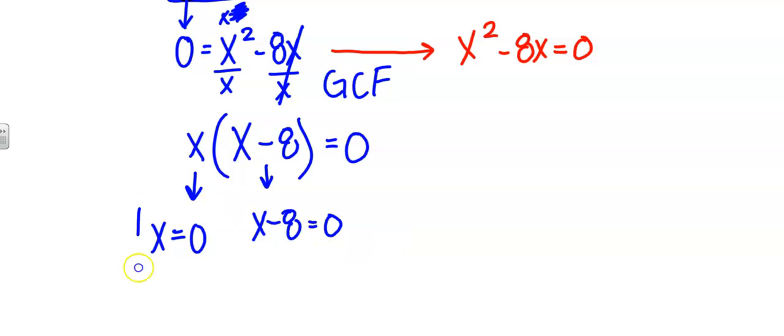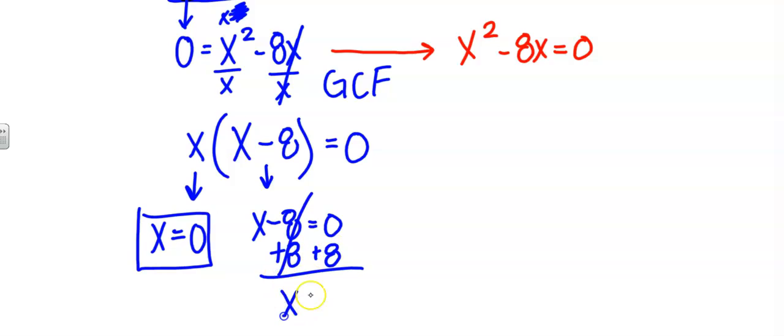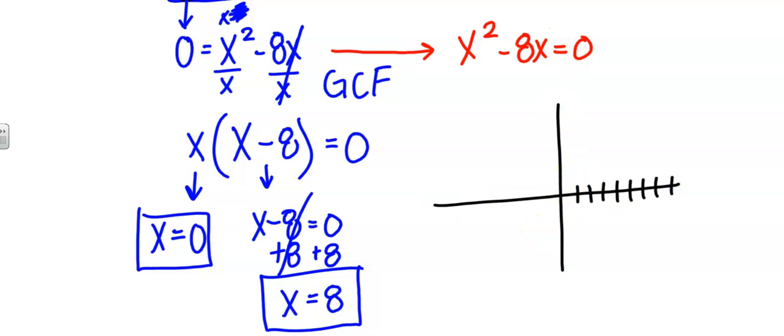Our first factor is already solved for. x equals 0 is one of our solutions. For minus 8, we'd add 8 to both sides, and our other answer would be x equals 8. Now, what does this represent? Graphically, if we wanted to graph it, we would find that there are two x-intercepts without even graphing it. They would have an x-intercept at 0 and an x-intercept at 8. And it is a positive x squared, so this graph would be going up. So without even graphing it, I can create the graph that would give me a good picture of what is happening.